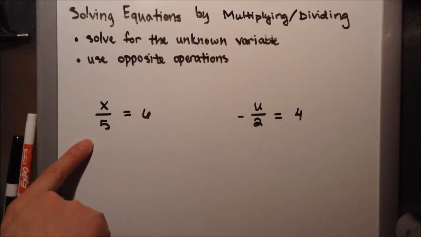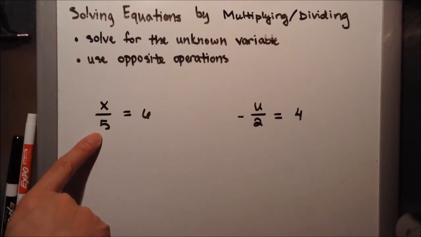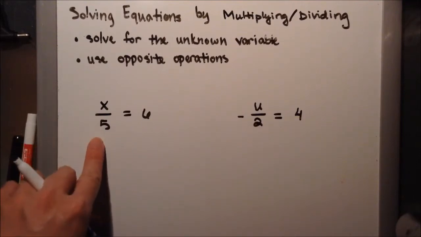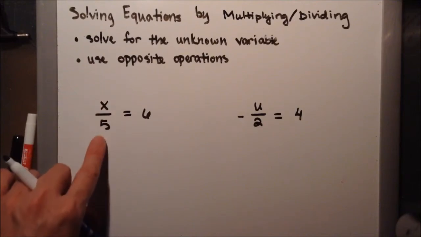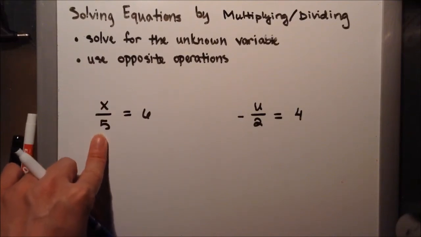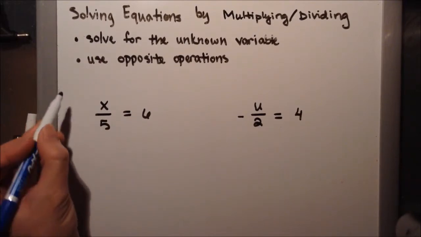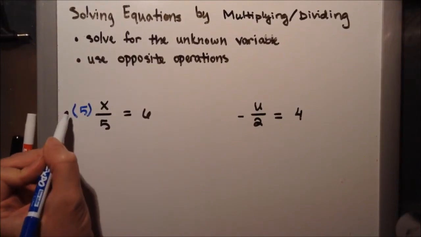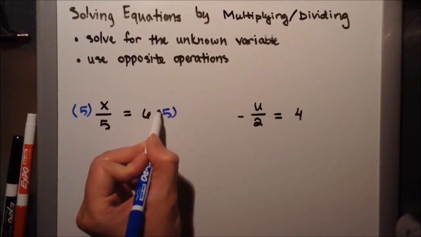When it's a fraction, it basically means x divided by 5. So what's the opposite of division? It's multiplication. We're trying to have x as a whole variable, meaning that we need to get rid of 5. The opposite of division by 5 is multiplying by 5 on the left. Since I multiply by 5 on the left, I'm going to multiply by 5 on the right.